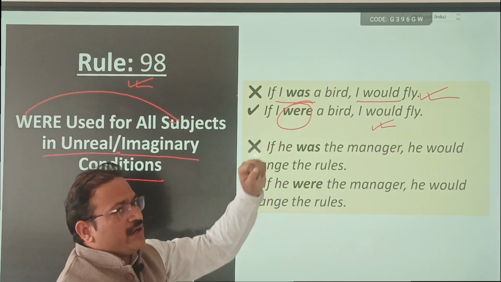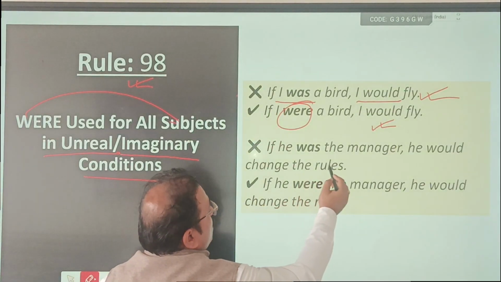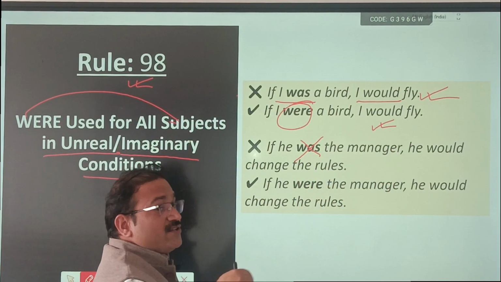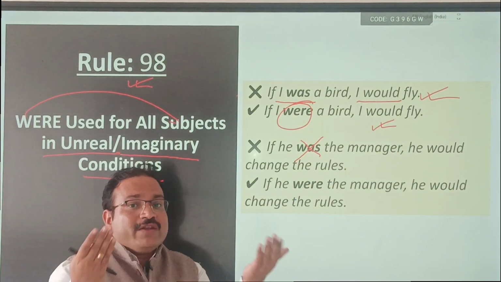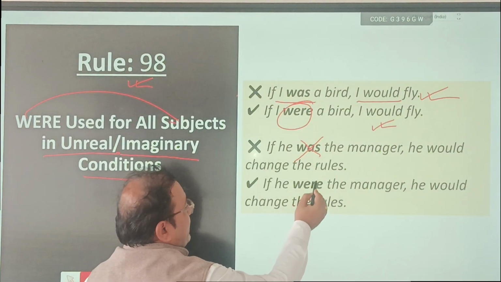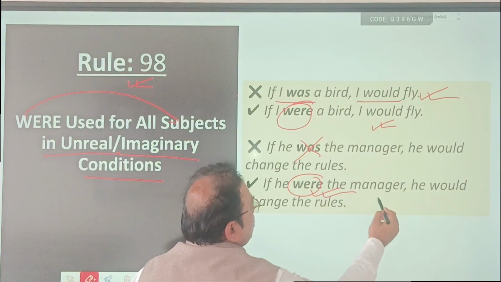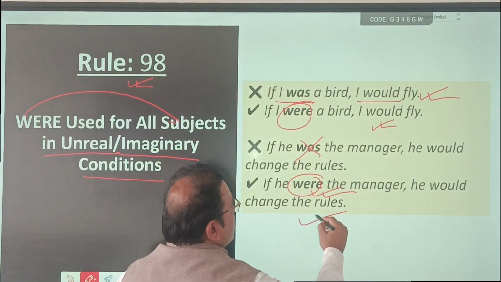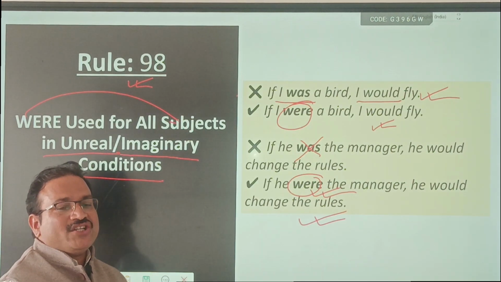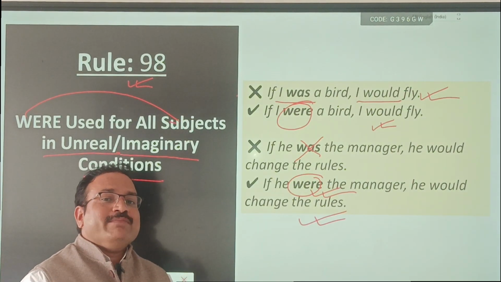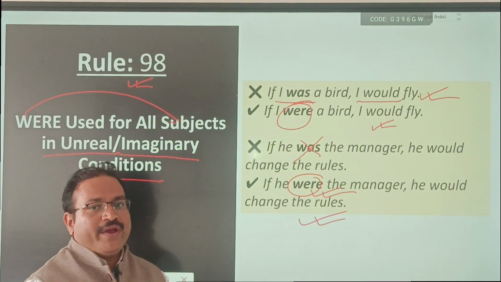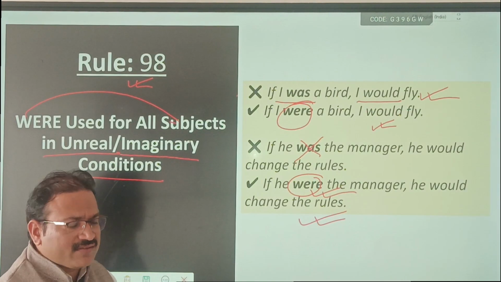यहाँ ही भी रहता तो were लगता. "If he was the manager," wrong. He would change the rules. Means he is not the manager. Imagination. वो कल्पना कर रहा है कि मैं मैनेजर हूँगा. So what will be the right one? If he were the manager, he would change the rules. Very, very important rule. If the sentence is a conditional sentence and expresses imagination, a hypothetical situation, then we shall use were with all the subjects.